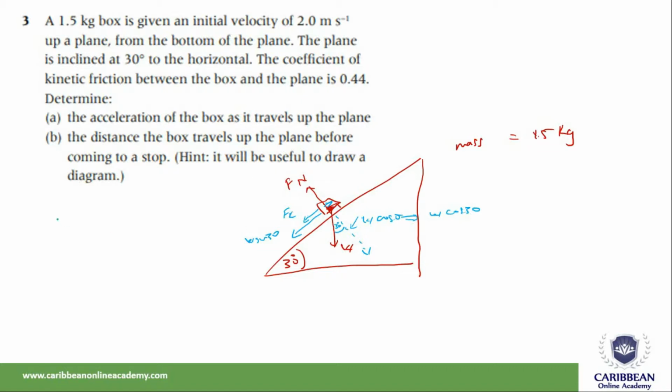Good. Now we want to find the acceleration. So we have to find the net force acting along the horizontal. These are all the forces acting on the horizontal, and all of these forces are going in the same direction. By finding the net force according to Newton's second law, we basically have Fk plus W sine 30 is equal to mass times acceleration. The mass is 1.5 times the acceleration.